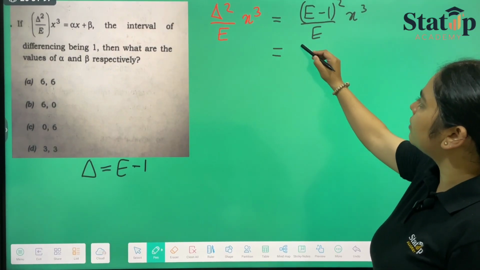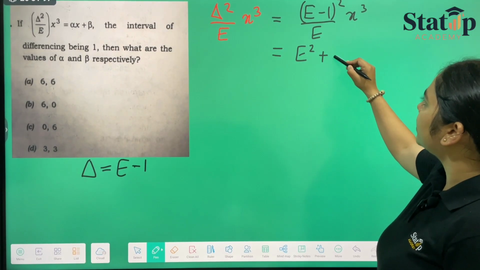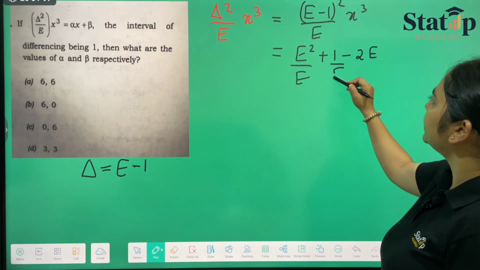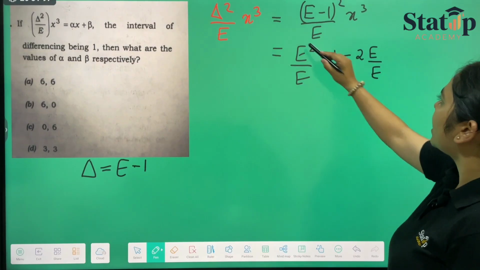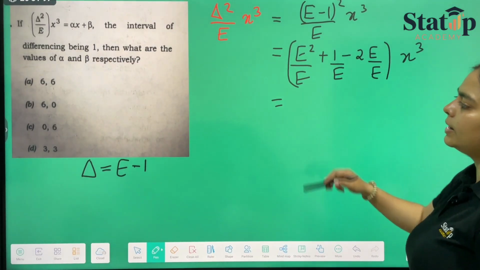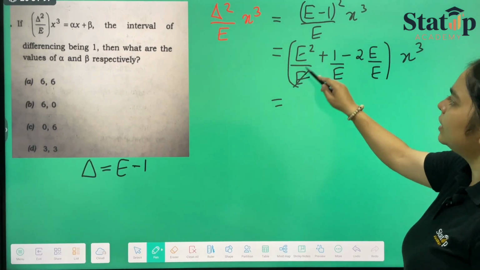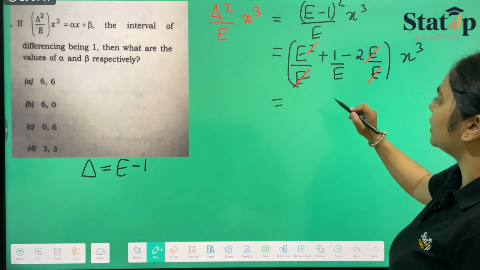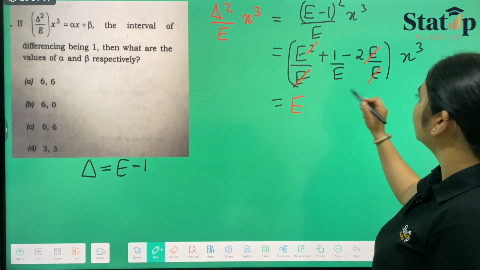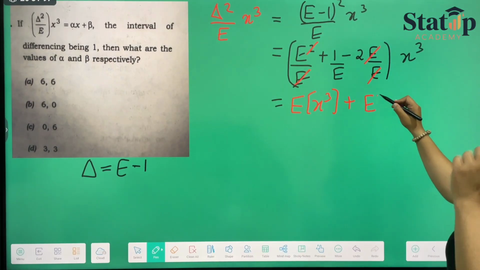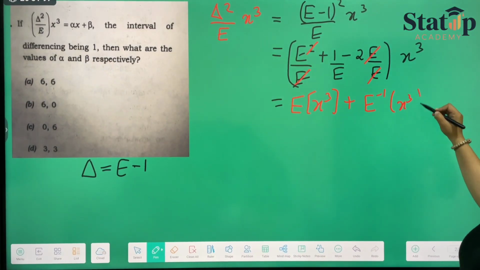E minus 1 whole square will be E square plus 1 minus 2E. Then everything will be divided by E as well. And this is nothing but multiplied by x cube, or operated on. So E is cut with E, then the E square is also cut. So we have got E x cube plus E raised to the power minus 1 x cube minus 2 x cube.